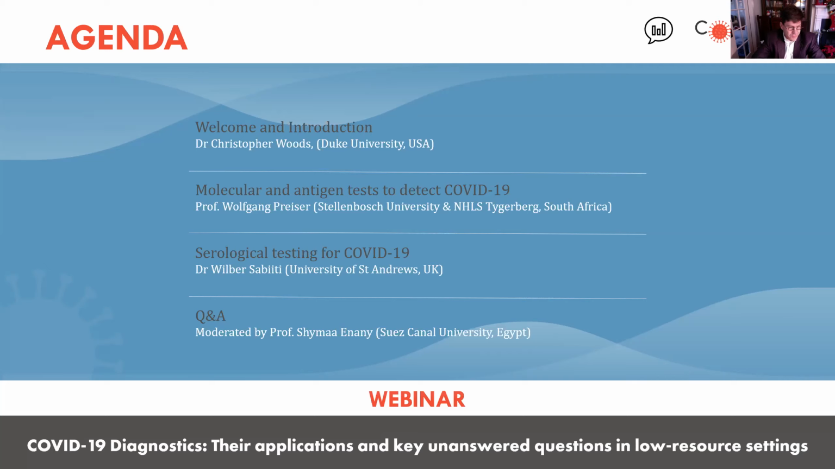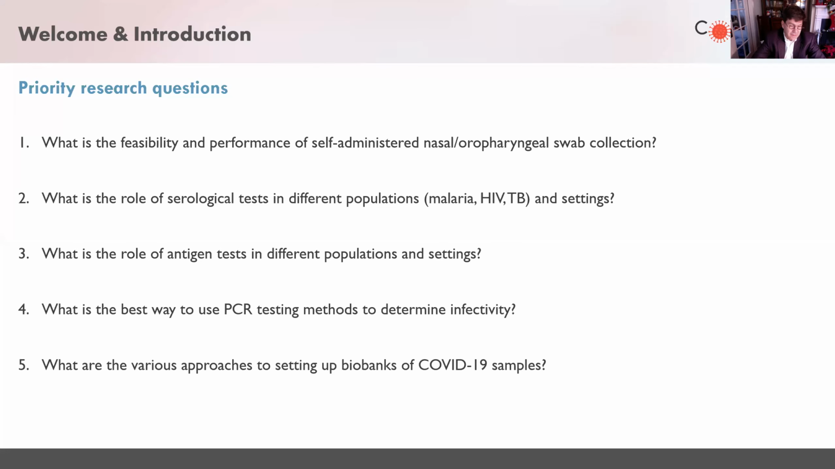One of the major work streams of our group has been to generate key research questions relevant to the goals of the work group. They are listed here. We have highlighted areas for study that are related to self-collection, to both the utilization of serological and antigen-based testing, assessments of transmissibility using newer diagnostics, and emphasizing the need for biobanking to support these and other questions.